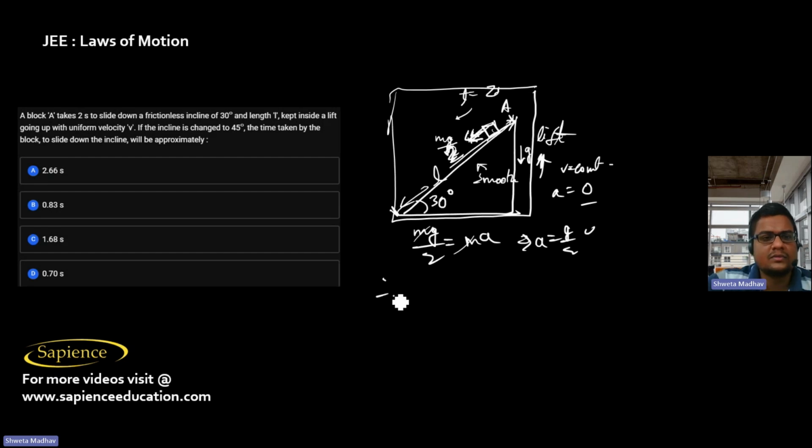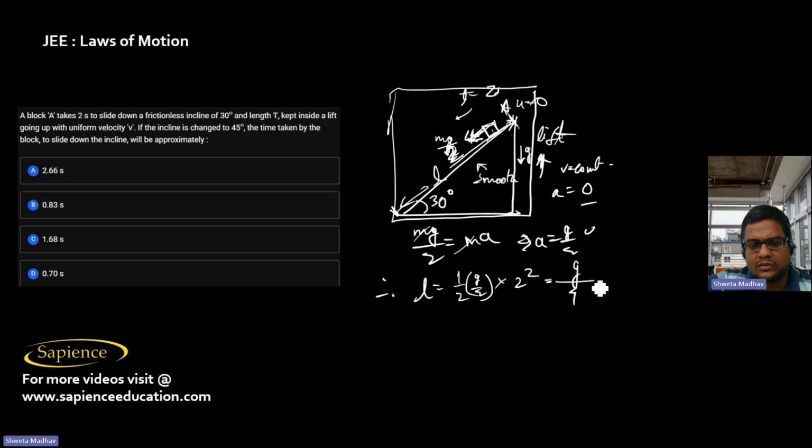So therefore the time required is 2 seconds. So I can say s, that is L, equal to ut plus half at square. U, the initial speed, is 0 only, since it will start from rest. So L equal to half into g by 2 into t square. Time required is 2 seconds, so 2 square. So this will be g by 4 into 4, so it is equal to g. So the length of the incline L is equal to g.